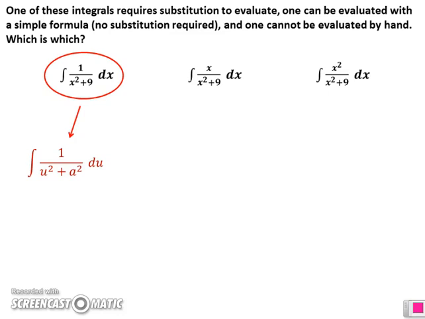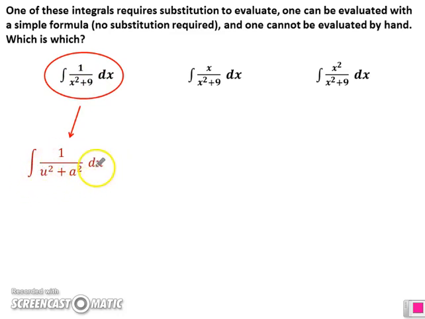This is an inverse trig one. Those inverse trig ones are tricky. You're going to have to make sure you look at those and memorize those. If you're an AP student, you have to memorize all of them. I'm so sorry. So notice that you have two squares being added in the denominator.